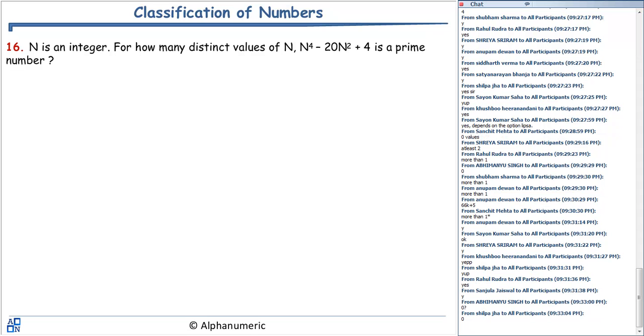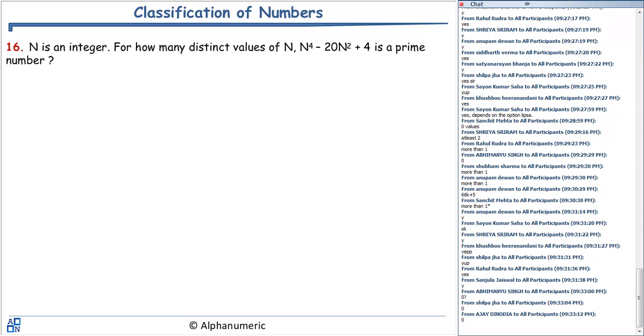Here it is not given that n is a prime number. It is not mentioned anywhere that n is a prime number. N is any integer, and the question is for how many values of n this is a prime number. Now let's see here.